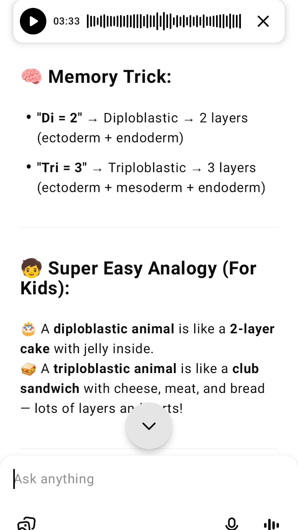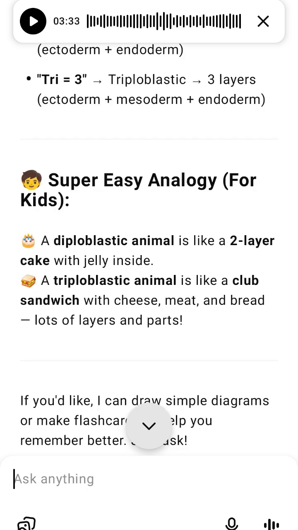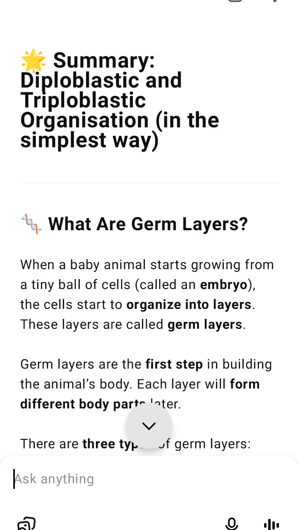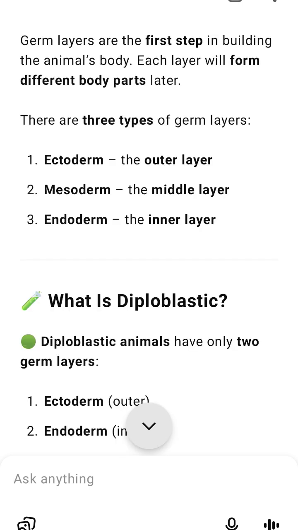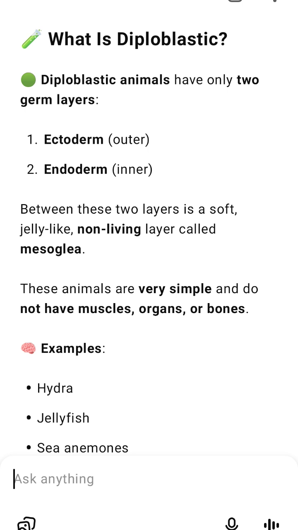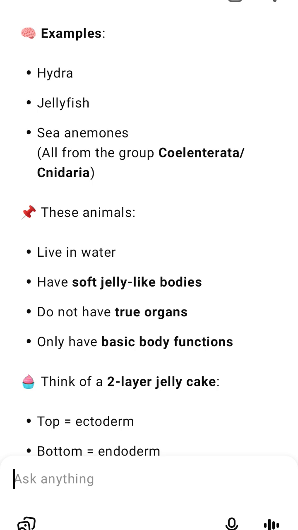Table, clear comparison. Feature: diploblastic, triploblastic. Germ layers: 2, ectoderm plus endoderm; 3, ectoderm, mesoderm, endoderm. Middle layer: mesoglea; mesoderm, living, forms organs. Complexity: simple body; complex body. Organs and muscles: not present; present. Examples: hydra, jellyfish; worms, insects, frogs, humans.